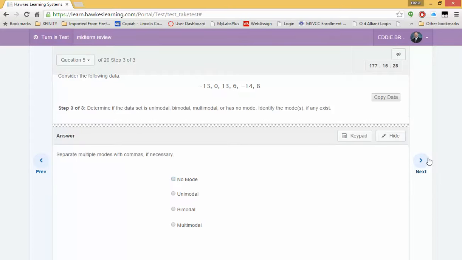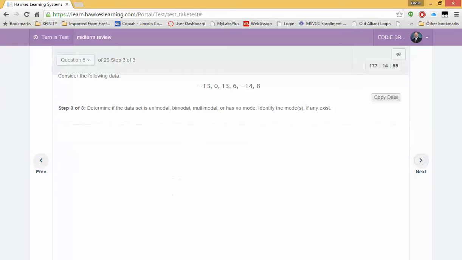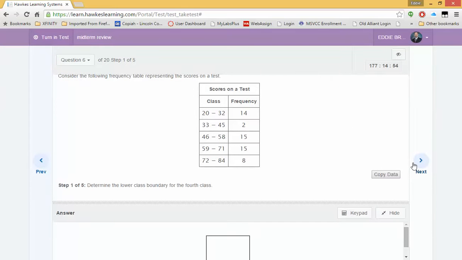Now determine if the set is unimodal, bimodal, multimodal, or has no mode. Like a unicycle has one tire, so unimodal would have one number. Bimodal means that it would be 2, multimodal, more than 2 that are repeated. No mode means that no number would be repeated. So it doesn't look like anything's repeated here, so it has no mode.